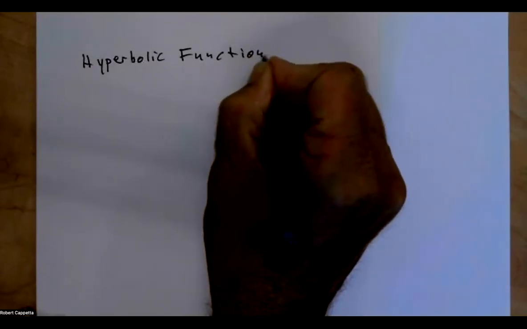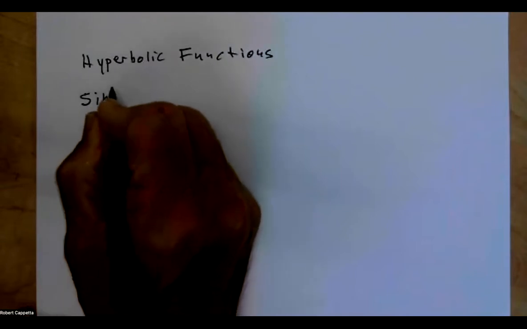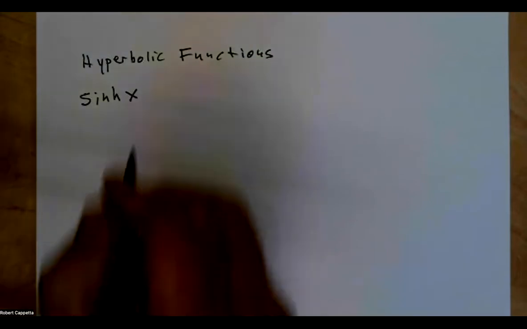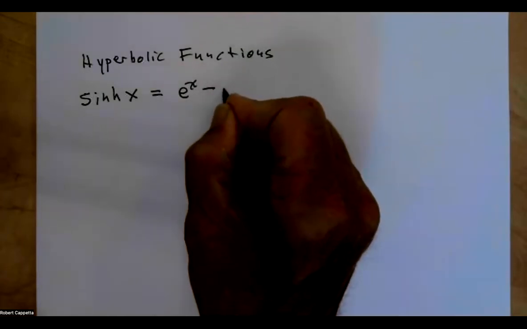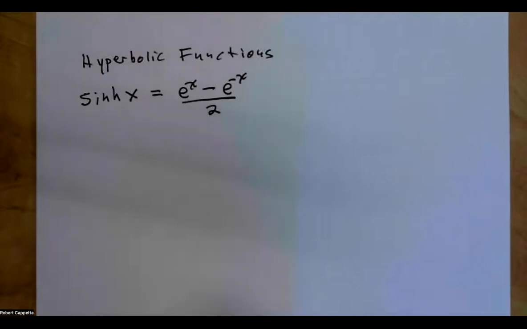This lesson is on hyperbolic functions. So our first hyperbolic function is the hyperbolic sine, which we call sinh x. I usually pronounce that "sinch x," and that is defined as e to the x minus e to the negative x over 2. So what does that look like?